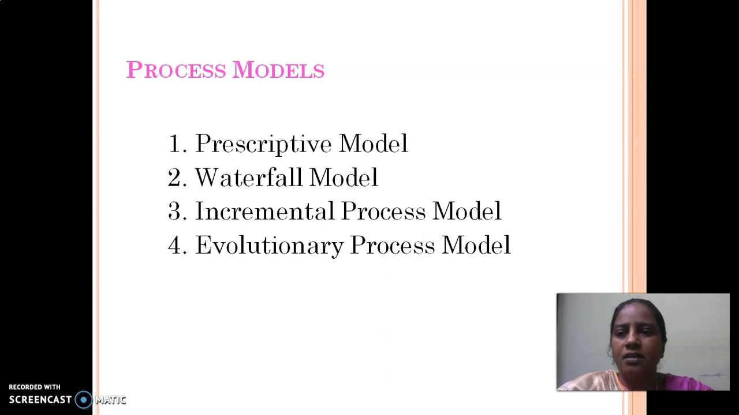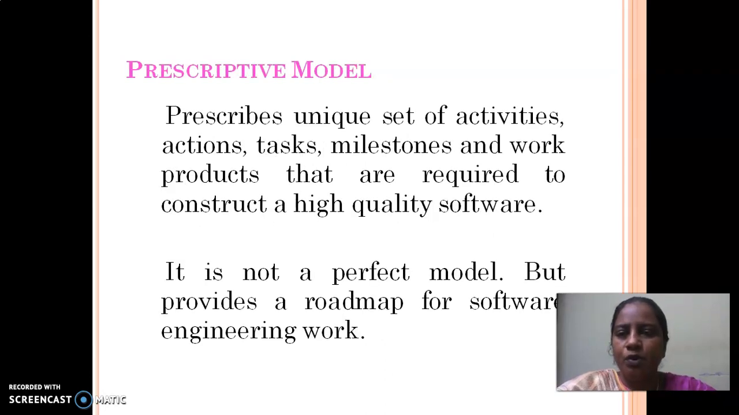Process model. The various process models used in software engineering are prescriptive model, waterfall model, incremental process model and evolutionary process model. Prescriptive model. It prescribes a unique set of activities, actions, tasks, milestones and work products that are required to construct high quality software. It is not a perfect model, but it provides a roadmap for software engineering work.